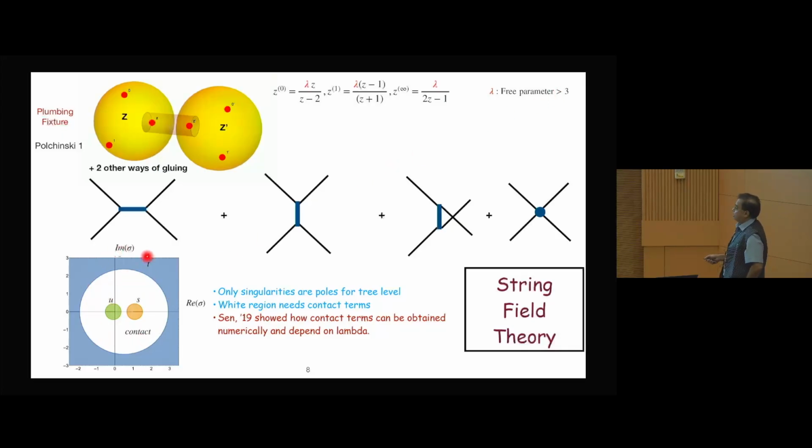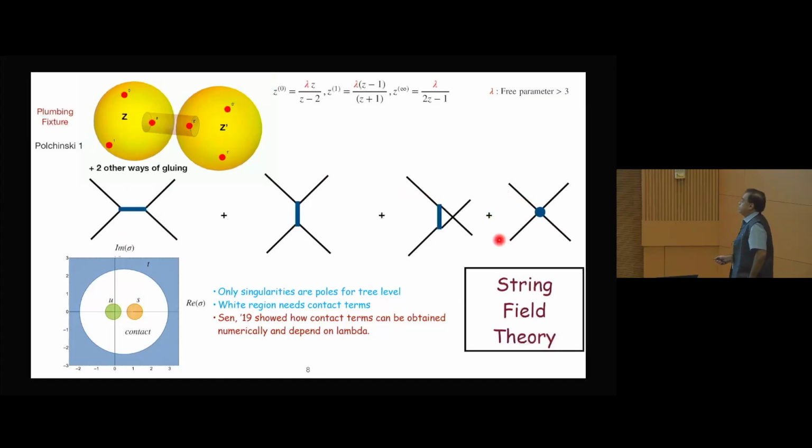So the moduli space of the construction, you have to cover the entire moduli space. So if you just add 3 channels, then you don't cover the entire moduli space. The white region is left out, and you still have to add what can be interpreted as contact diagrams to cover this entire moduli space. So the only singularities that are present at tree level in this picture are the poles that come from the usual quantum field theory arguments. The white region needs contact diagrams, so it is not sufficient to just add channels. The contact diagrams play a crucial role.